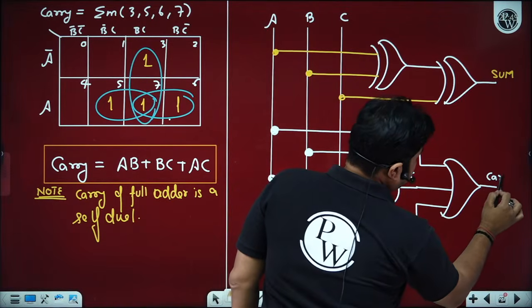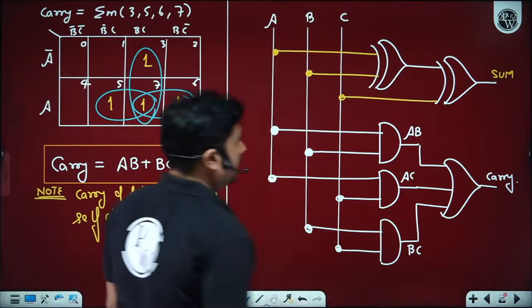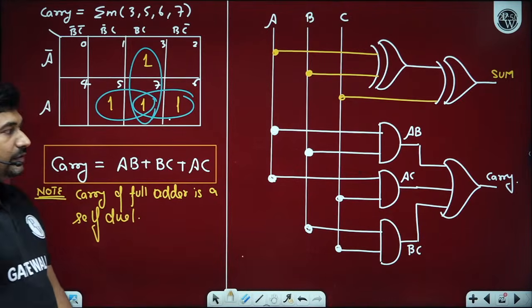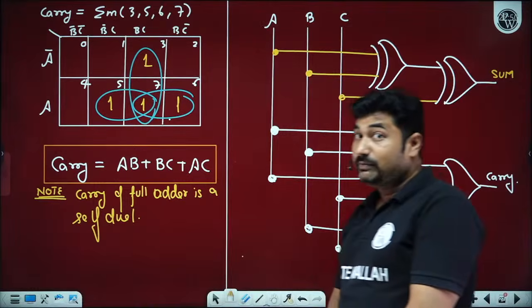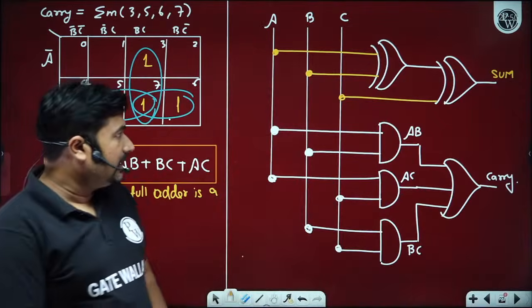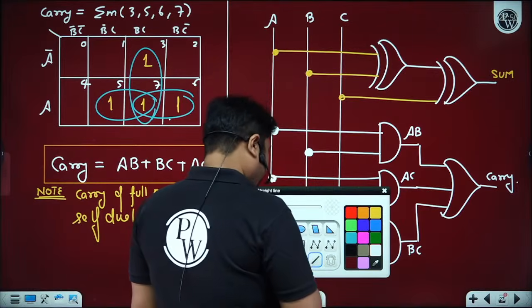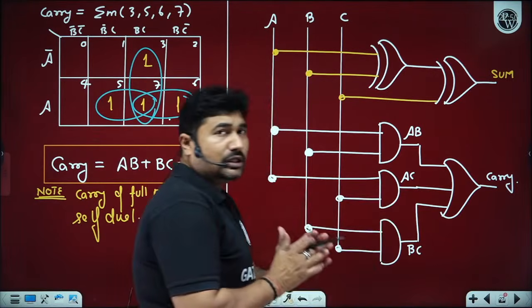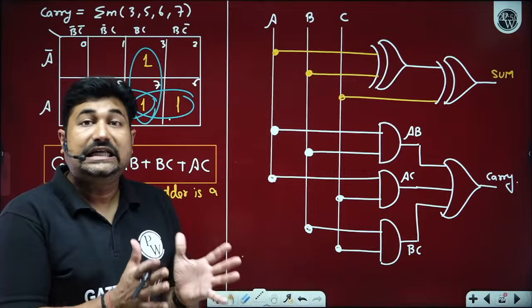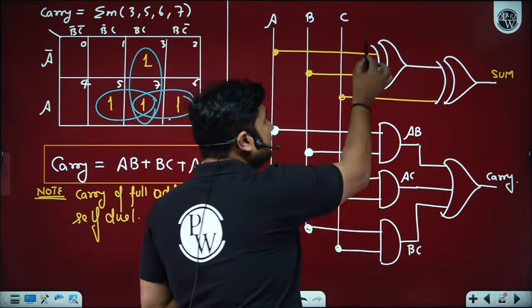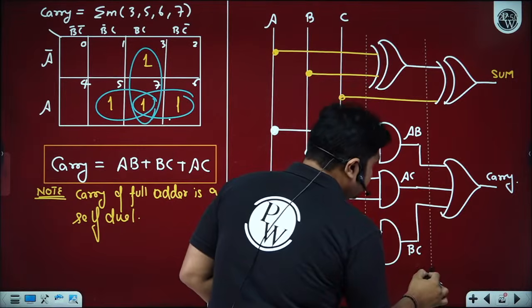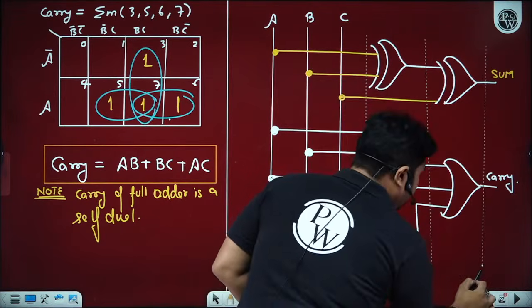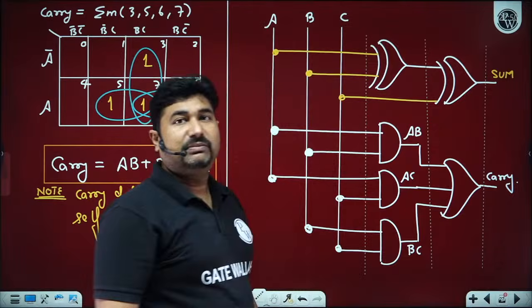This is your carry. How many of you are able to understand up to this part? Please let me know by writing in the comment section. This is very important. Now in a full adder, we come to know one thing: if all the logic gates have a delay of TPD, then the minimum time delay required to get the sum bit is 2 TPD, and to get the carry bit is also 2 TPD.